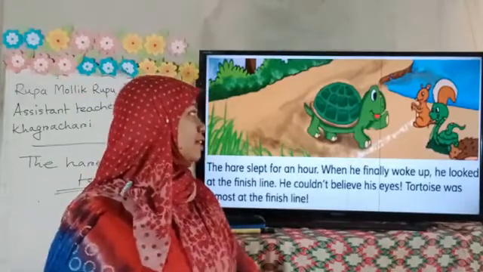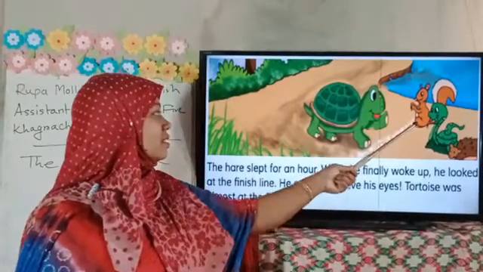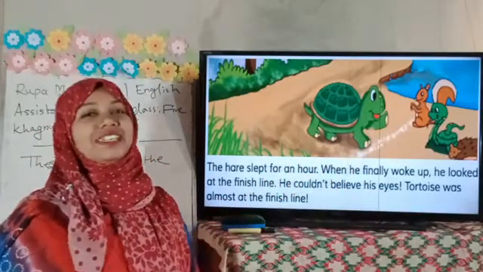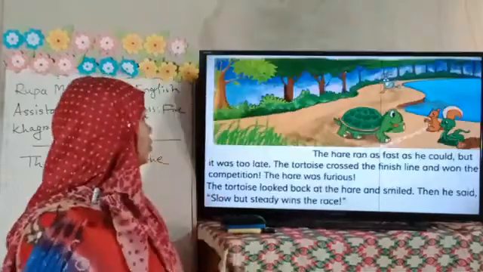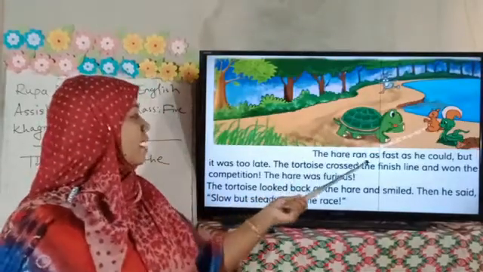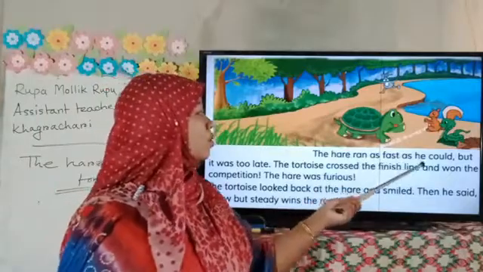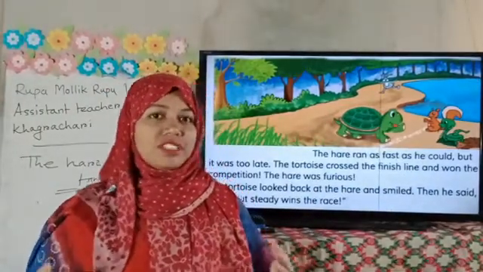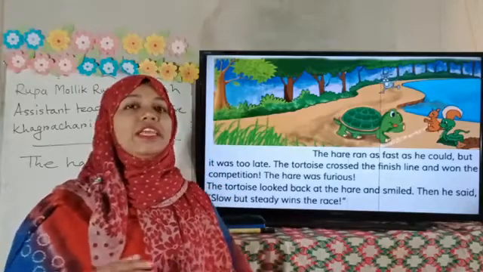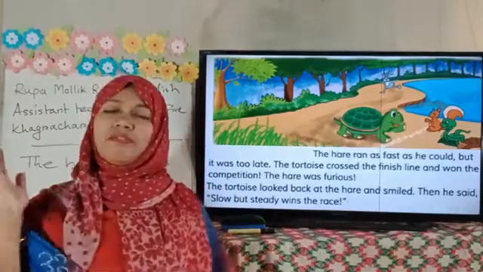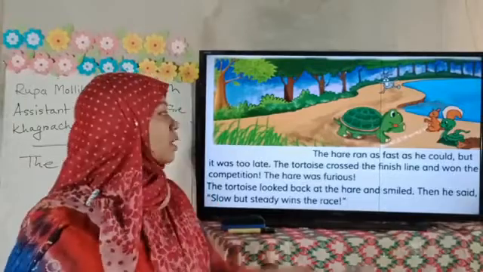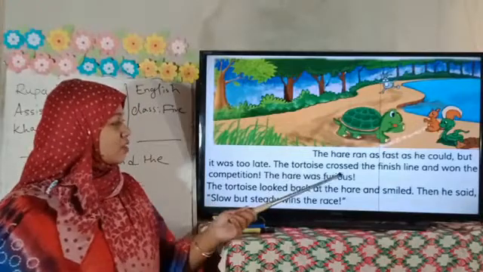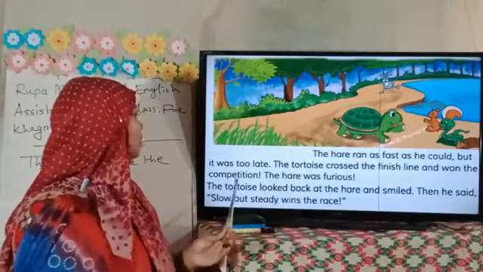Okay, we can see in the picture that here is the finishing line and the tortoise is almost at the finishing line. So the hare ran as fast as he could. When he saw the finishing line, that time he started to run as fast as he could. But it was too late. The tortoise crossed the finish line and won the competition.